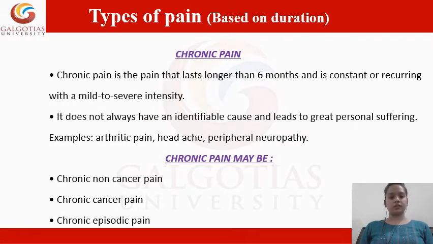Next is chronic pain. Chronic pain is pain that lasts longer than 6 months and is constant and recurring with a mild to severe intensity. It does not always have an identifiable cause and leads to great personal suffering. Examples: arthritic pain, headache, peripheral neuropathy. Chronic pain may be divided into three parts: chronic non-cancer pain, chronic cancer pain, and chronic episodic pain.